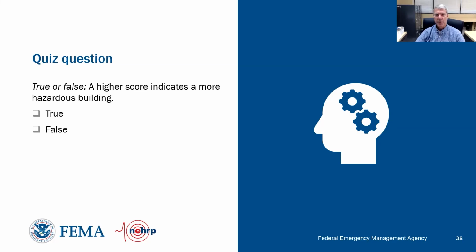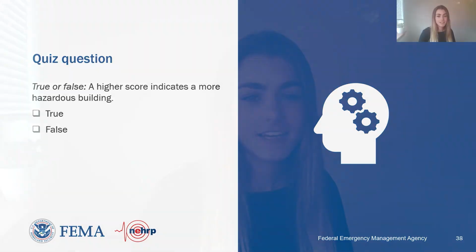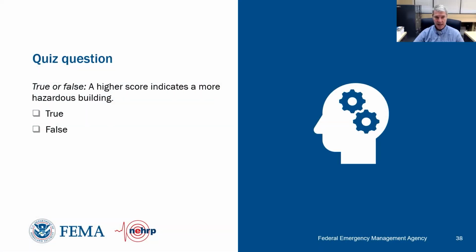So Gigi, what do you think? I think that it's false, that this is not true. It's false. That's correct. Remember, a higher score reflects a lower probability of collapse, which means a lower risk. And so we talked about these critical facilities considering a cutoff score of 3. That's higher than a standard cutoff score of 2 for most buildings. So that is false.